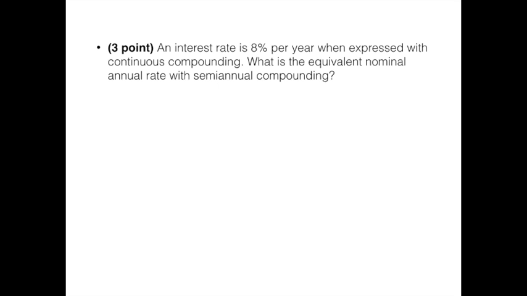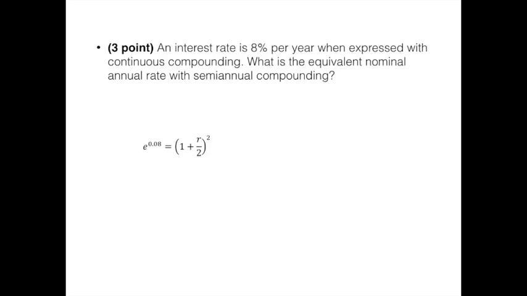Okay, similar question. Interest rate is 8% per year when expressed with continuous compounding. What is the equivalent nominal annual rate with semi-annual compounding? So 8% with continuous compounding, this is e to the power of RT for 1 year. How much do you earn with nominal annual with semi-annual compounding?